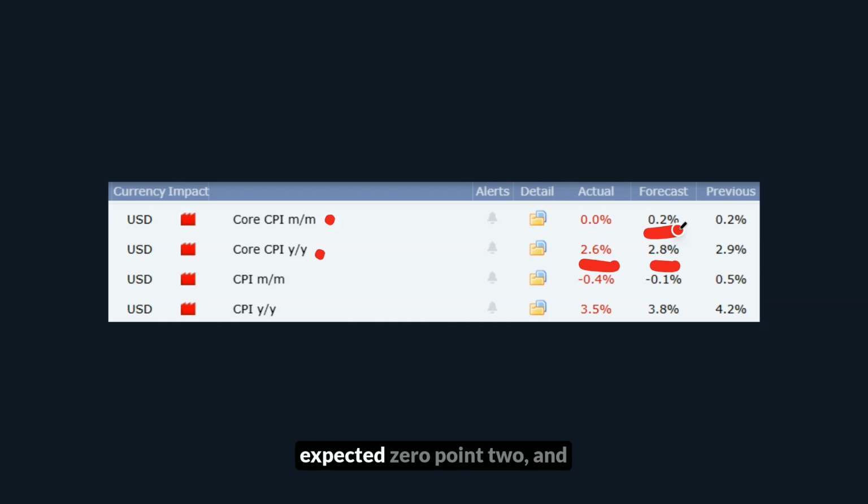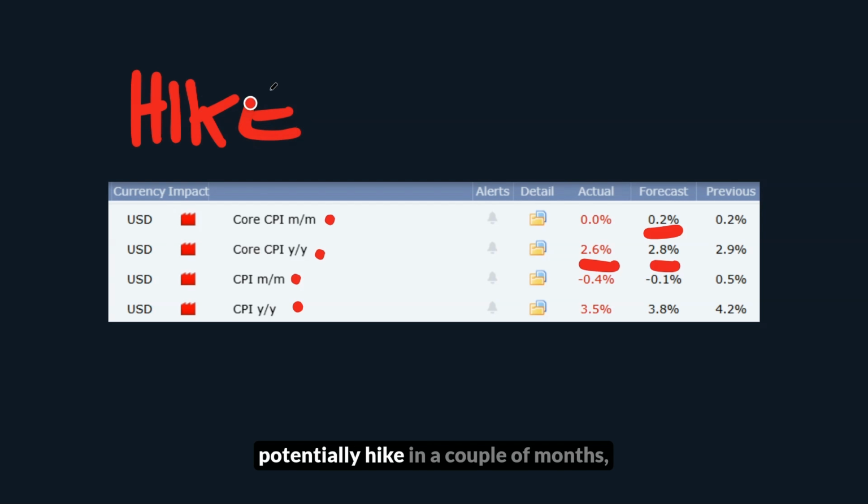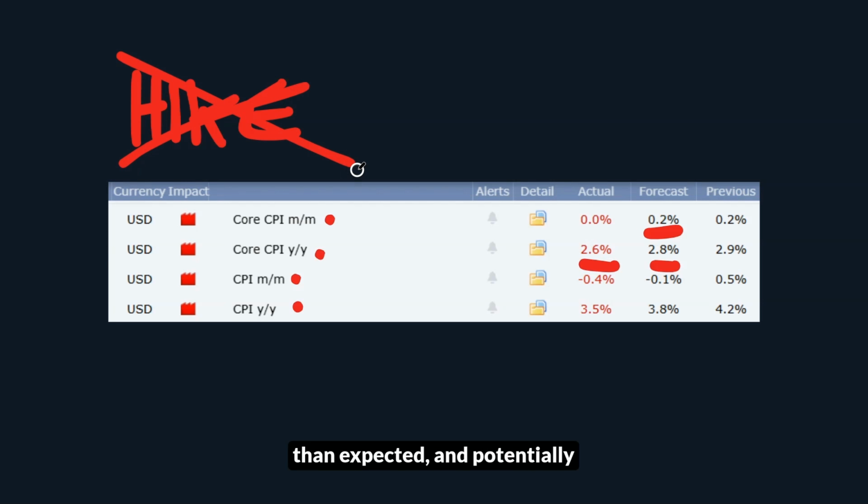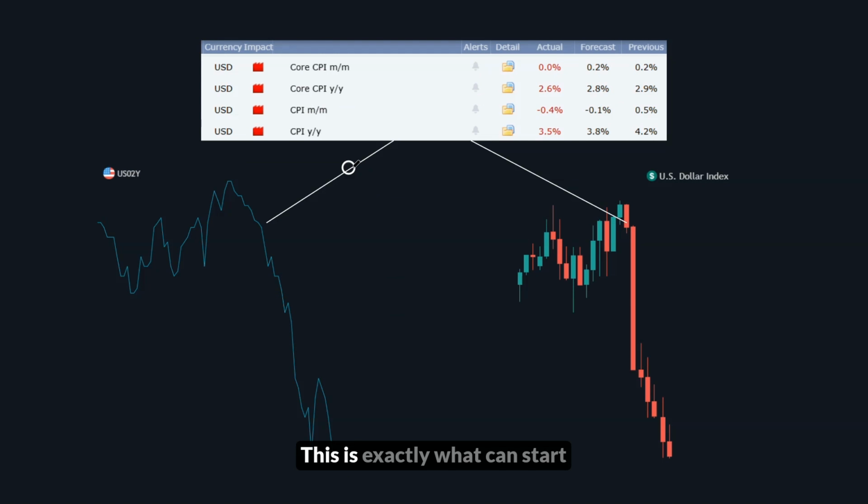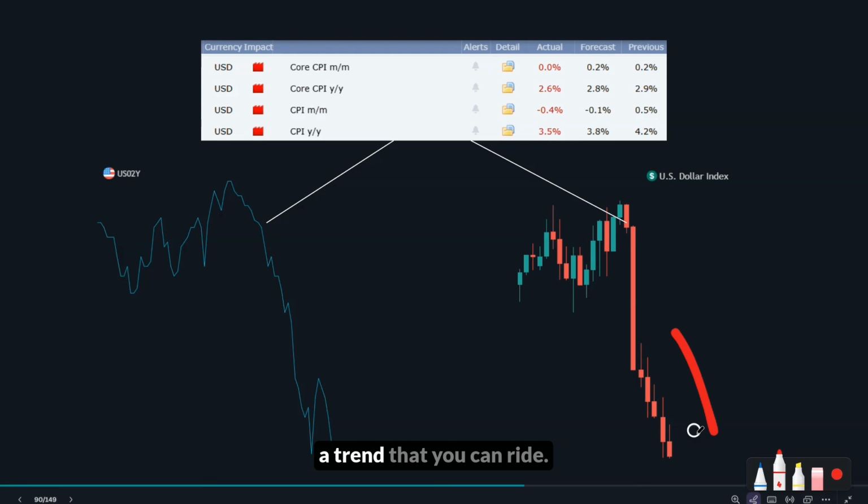Expected 2.8, expected 0.2, and it comes much below forecast. Everything is soft here. Headline CPI, the details, the month-on-month number, everything is soft here. The useful conclusion here is that CPI is not just soft, it's actually much softer, and this is going to change what the market expects from the central bank. The market was expecting, in this case, the Federal Reserve to potentially hike in a couple of months, but now inflation is much better than expected, and potentially this hike is gone out the window. And this is exactly what can start a trend. This is exactly what can start a trend that you can ride.